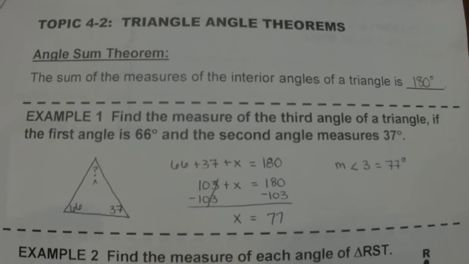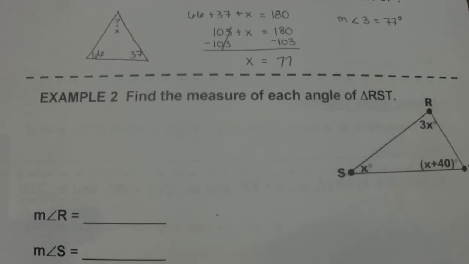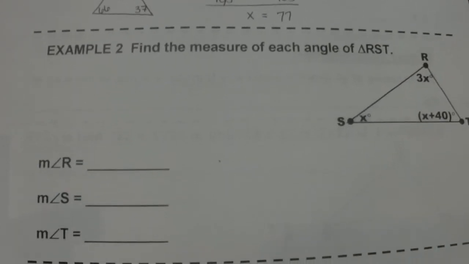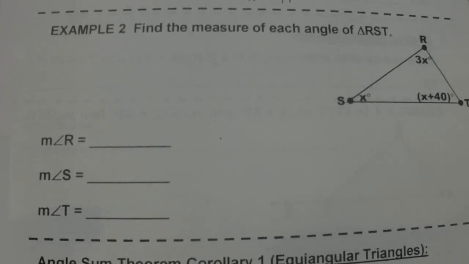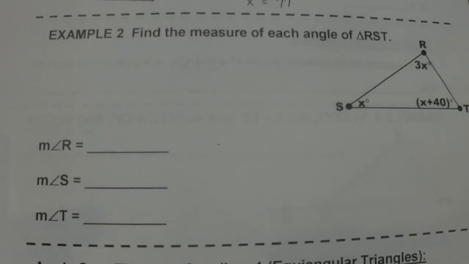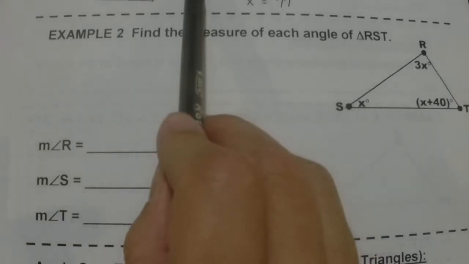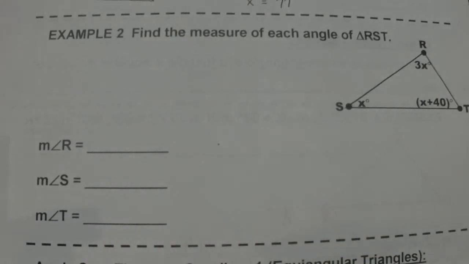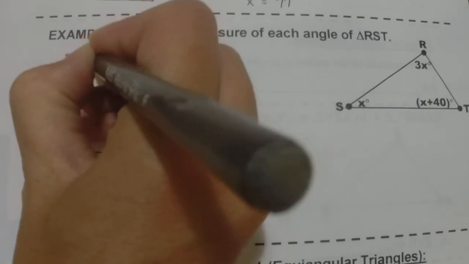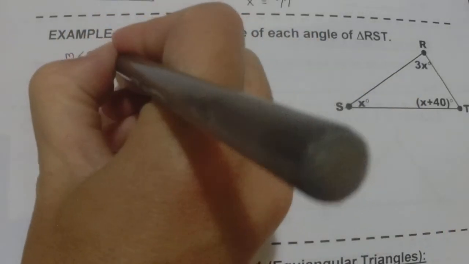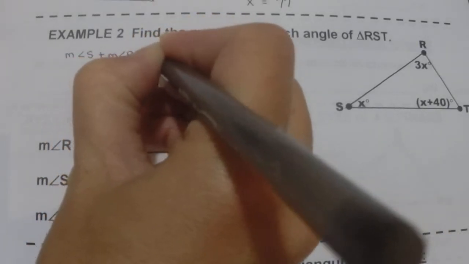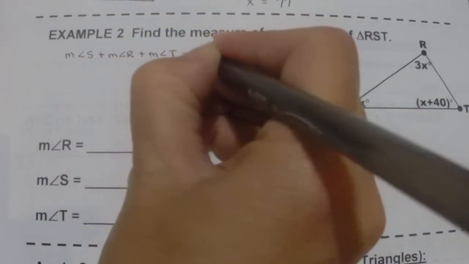So example 2. This time it gives us a picture, and it says find the measure of each angle of triangle RST. So if this is the picture that we're looking at, we go ahead and set up the same equation. Now I know up here it gave you numbers and it would have been really easy to just add them together and subtract from 180, but I was trying to get you to see how to set it up. So basically we would say the measure of angle S plus the measure of angle R plus the measure of angle T should add up to 180.